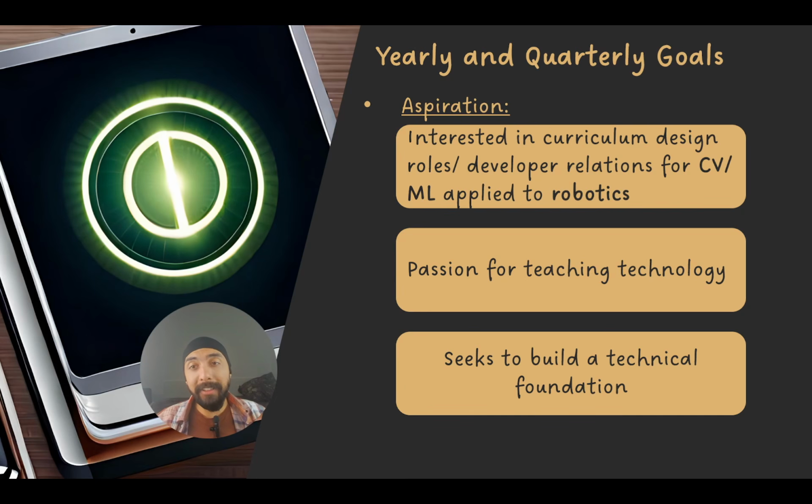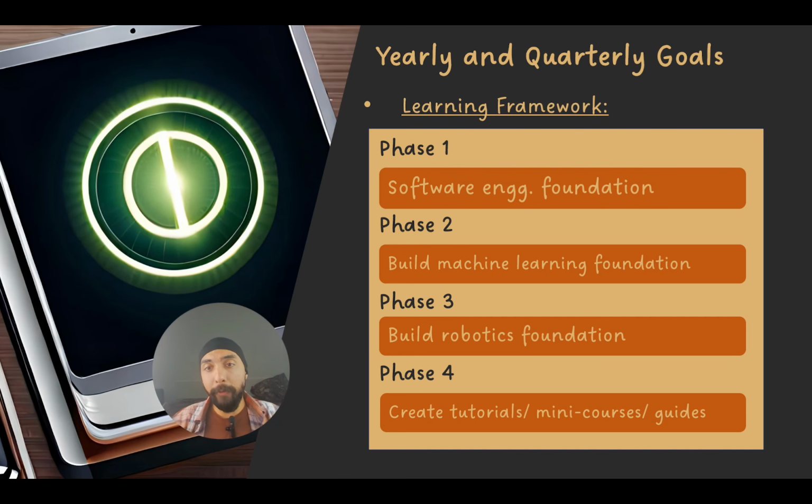So, looking at his aspirations, he's interested in curriculum design roles or developer relations roles for CV or ML applied to robotics. He has a passion for teaching and he seeks to build a technical foundation. And this is how the learning framework would look like for him. It would consist of 4 phases. The first phase is software engineering foundation, just gaining a foundational understanding of programming and Python in particular, and then after that gaining some fundamental understanding of machine learning, building a foundation in machine learning, and then building a robotics foundation, and then creating tutorials or mini courses or guides in the last phase, because he is looking to explore teaching positions in particular.